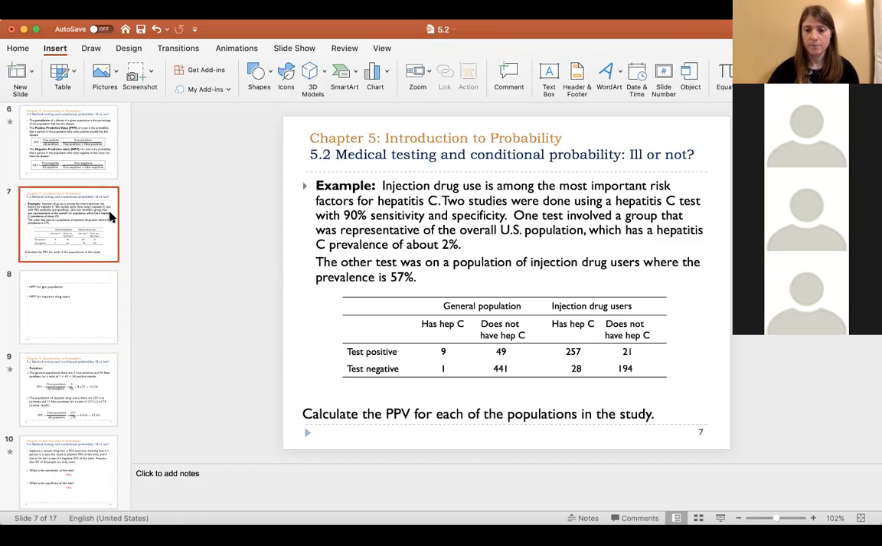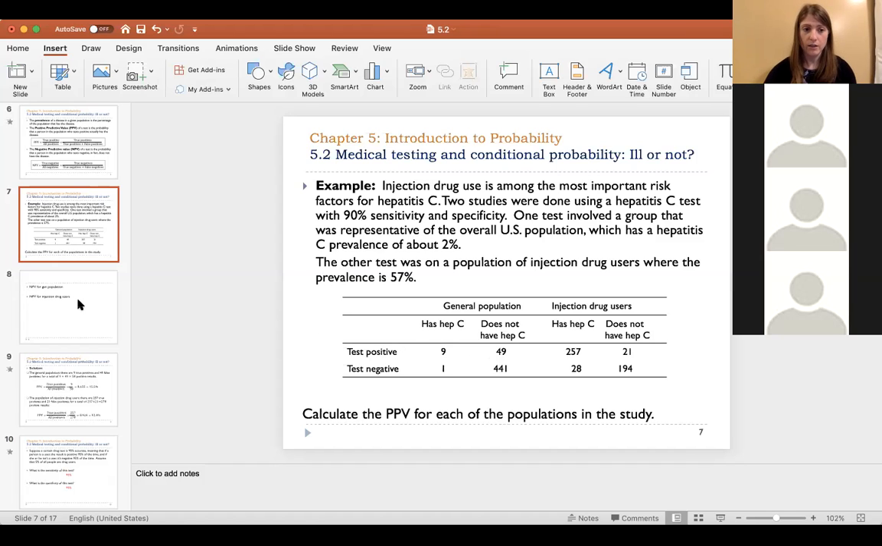When we look at the NPV, the negative predictive value, that's going to take a look at our true negatives out of all of our negatives. So look at your general population first. You're going to have, excuse me, sorry, reading my table wrong there. We're going to have 441 true negatives. And think about how many total negatives. In this case, you had one person who didn't have Hep C tested negative, meaning total, there were 442 people who got a negative test result.